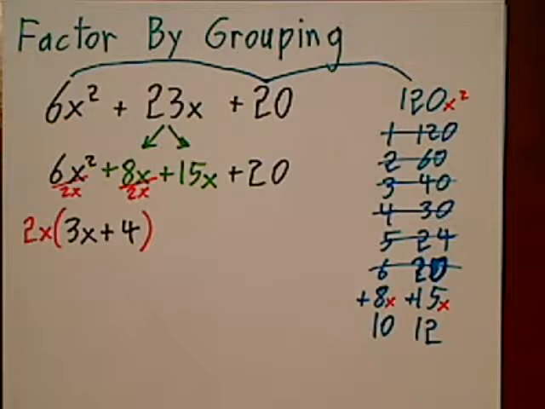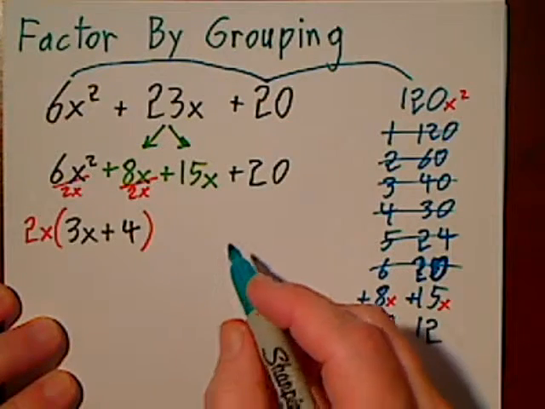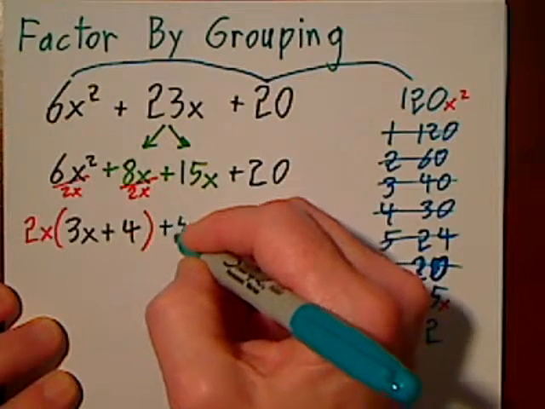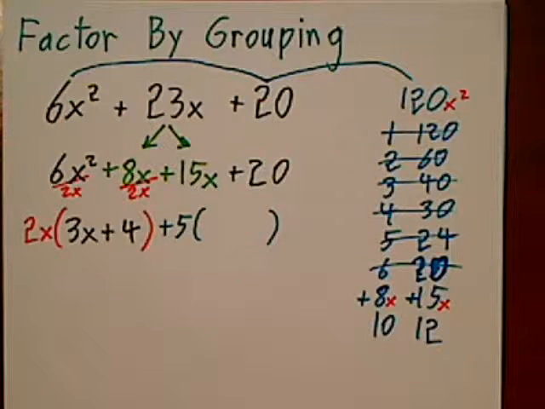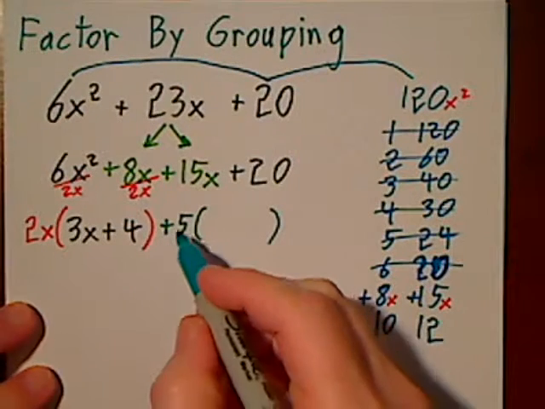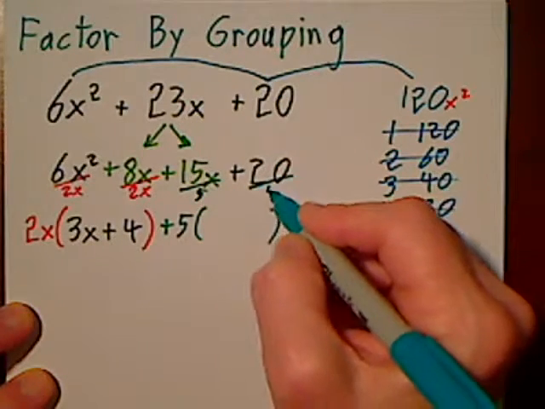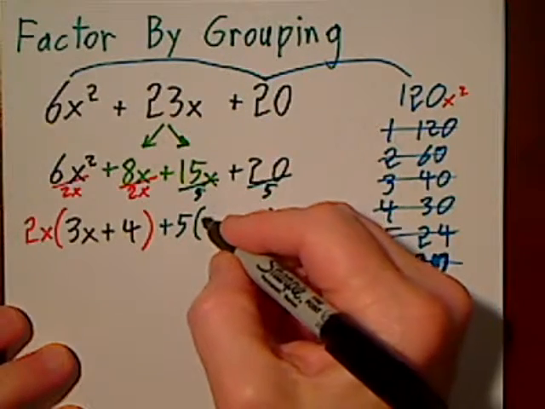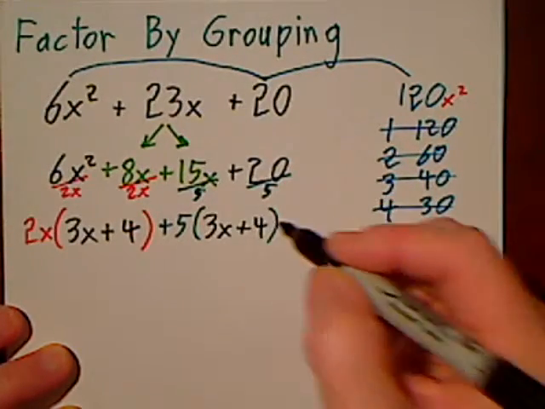Looking at the 15x and the 20, what is the GCF? It's a positive 5. So I'm going to put plus 5, put my parentheses here, and I'm going to factor out this 5. So that means divide by 5, divide by 5. And what does that leave us with? 15x divided by 5 is 3x. 20 divided by 5 is positive 4.